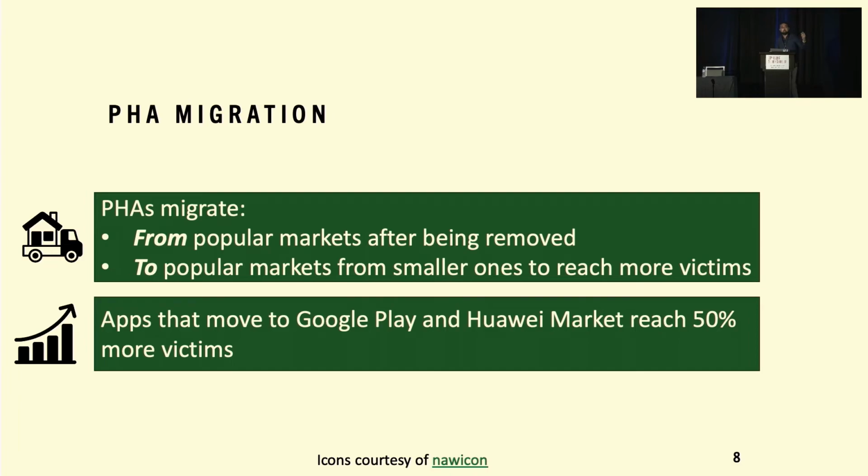So we can measure how many victims they reach, at least within our set of 11 million devices. And we can see that by migrating to larger marketplaces like Google Play and Huawei Market, they can reach up to 50% more victims.